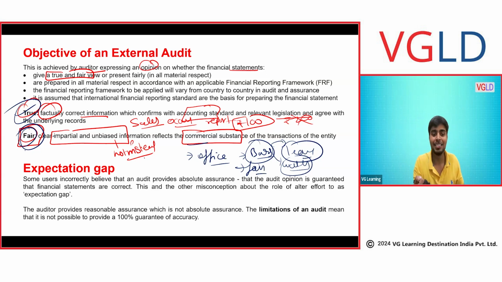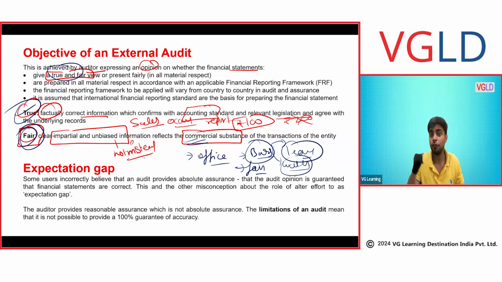You just replied biased. You only provided the information that was favoring you. You did not provide an unbiased opinion. You did not provide the commercial substance of the transaction. So this is fair. I hope now we understand that when we say that the audit of financial statements says they are fairly presented, it means the financial statements are presented in a true and fair view. What is a true and fair view? That they are correctly, factually presented and they are fairly presented.